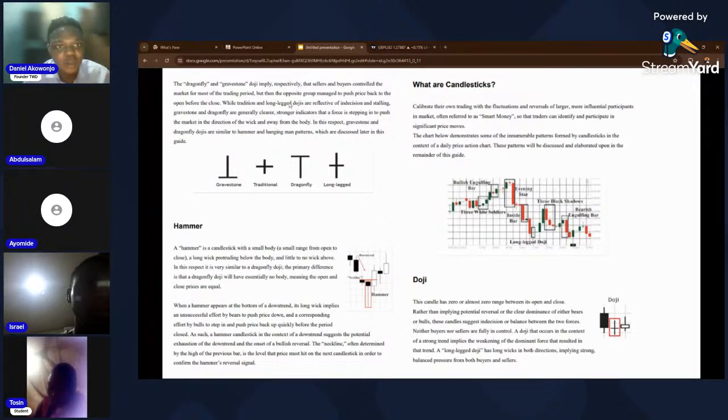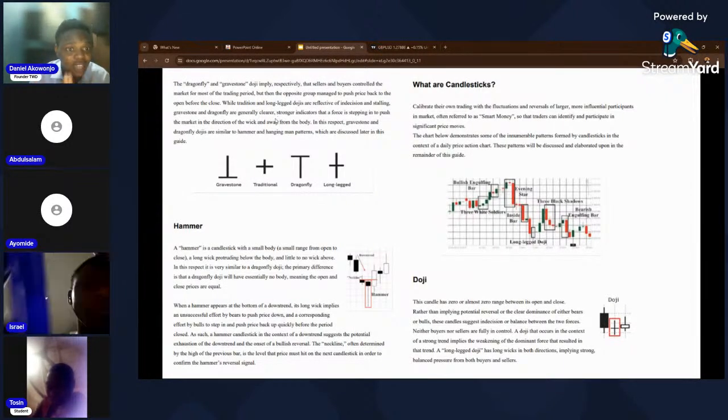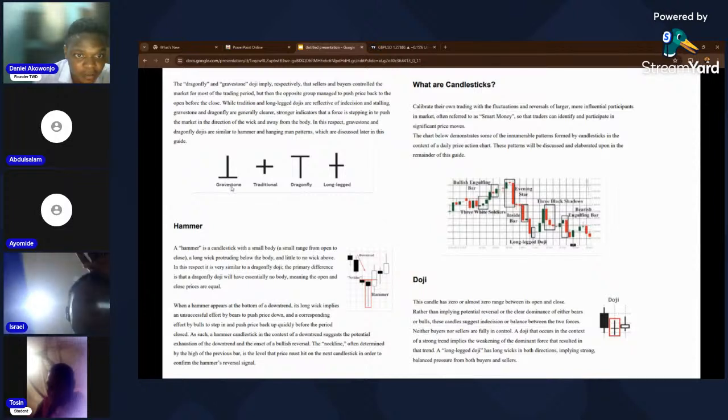While the traditional and long-legged dodgy are reflective of indecision and stalling, gravestone and dragonfly are generally clearer. Can you see gravestone here? You can see the dragonfly looks like a T, and the gravestone looks like an inverse T. So they are clearer and stronger indicators that a force is stepping in to push the market in the direction of the weak, away from the bull. In this respect, gravestone and dragonfly are similar to hammer and hanging man patterns, which we'll talk about later.